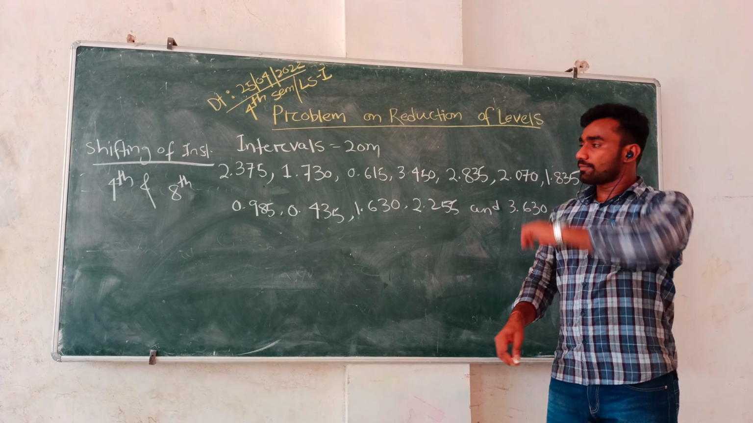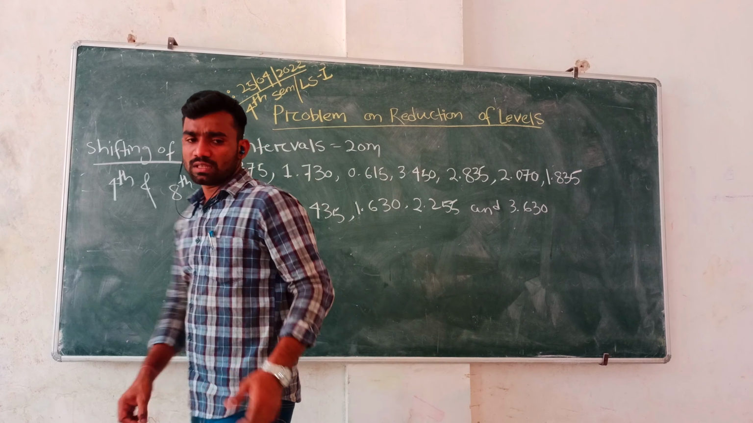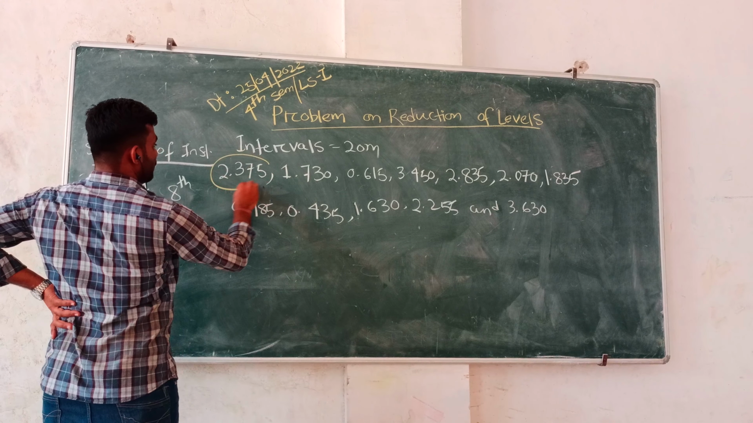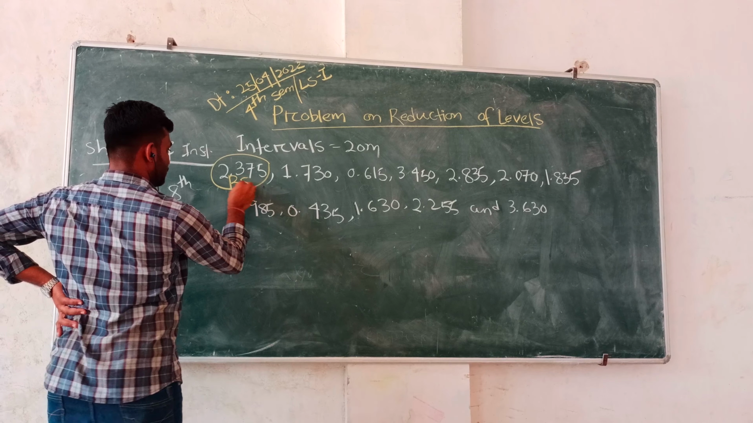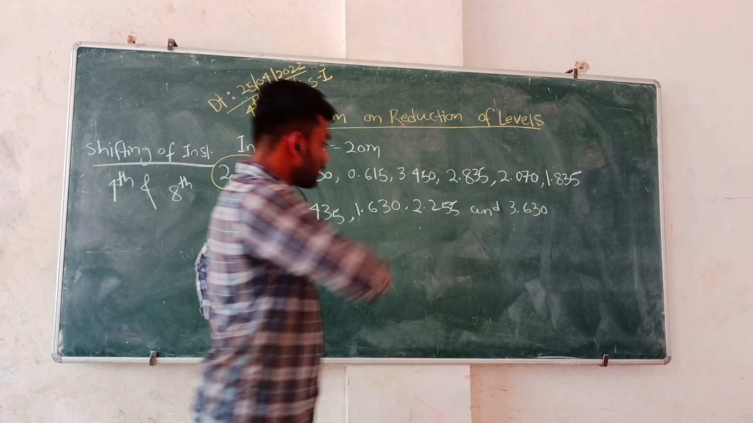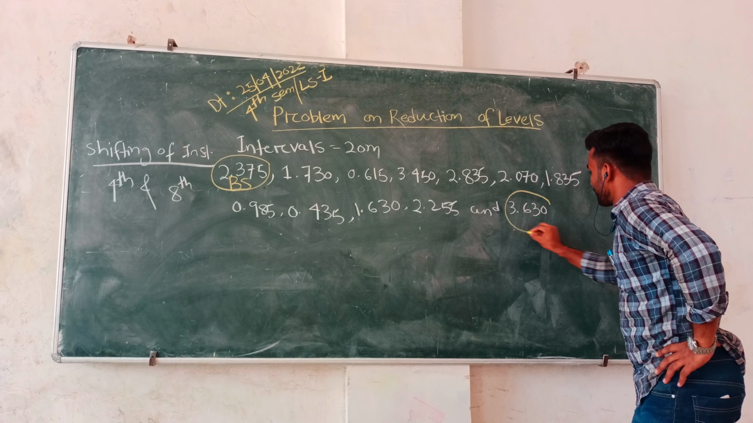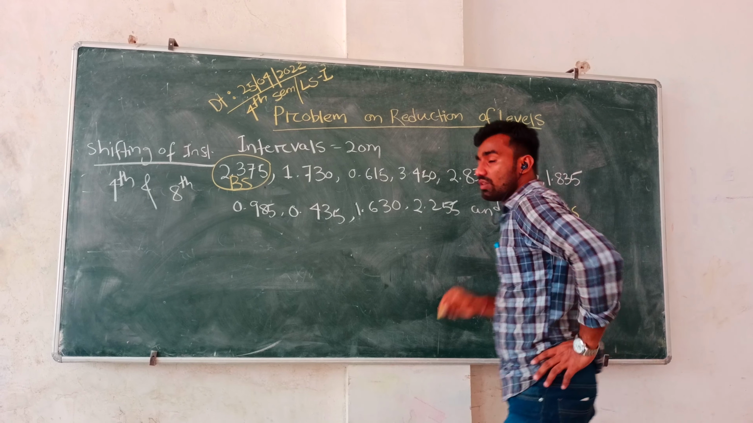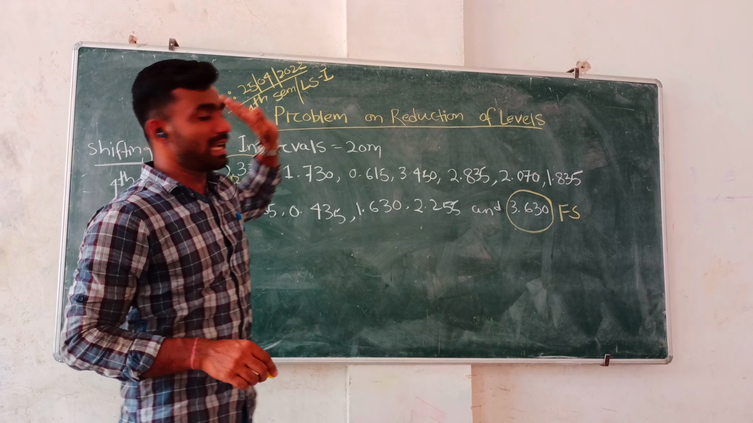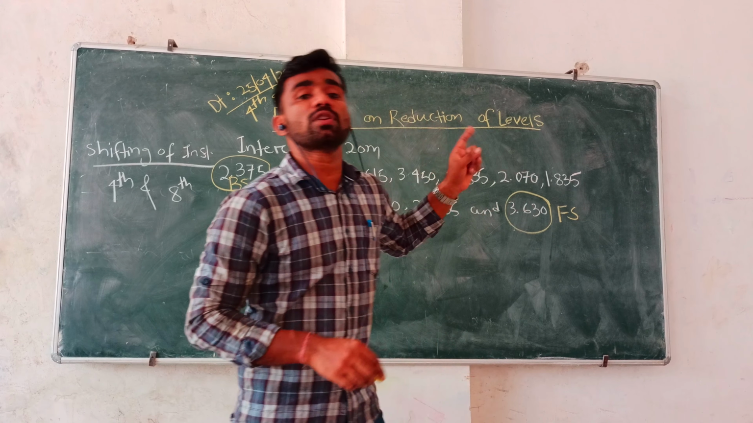So first we check. This is the first reading, our first point. You can check easily. That means definitely it is the backsight. The first point, the starting point of the survey, is the backsight. Then the last point of the survey is the foresight. The ending point of the survey is the foresight.